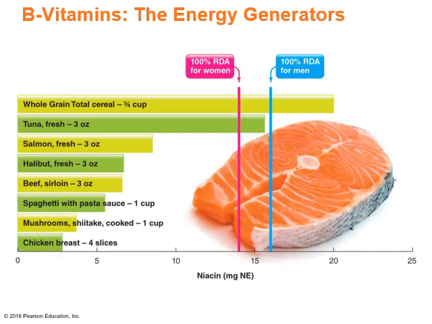Here's where you can get some niacin in your diet. You've got fresh tuna, fresh salmon, fresh halibut, so lots of good seafood sources. Whole grain total, there it is right up at the top. Beef, spaghetti with pasta sauce, some shiitake mushrooms back on the list here, and of course some chicken breast, a little poultry for you.